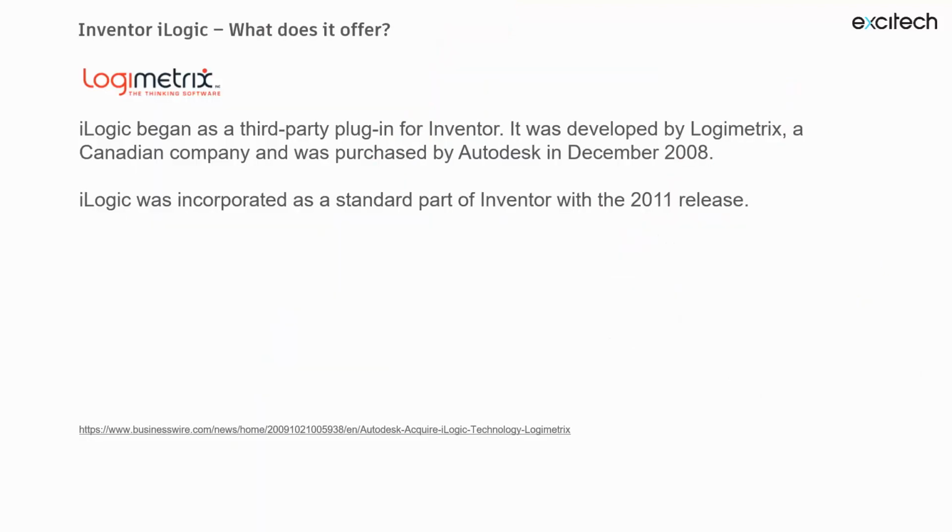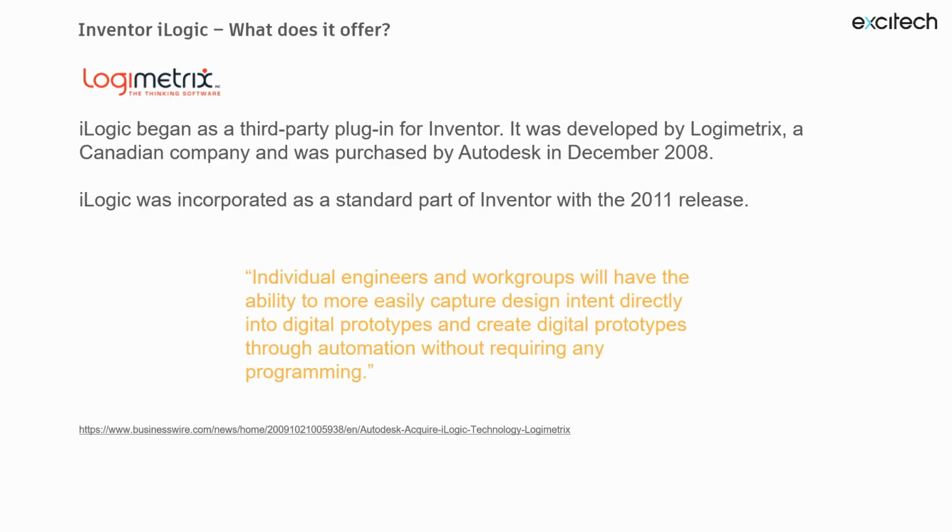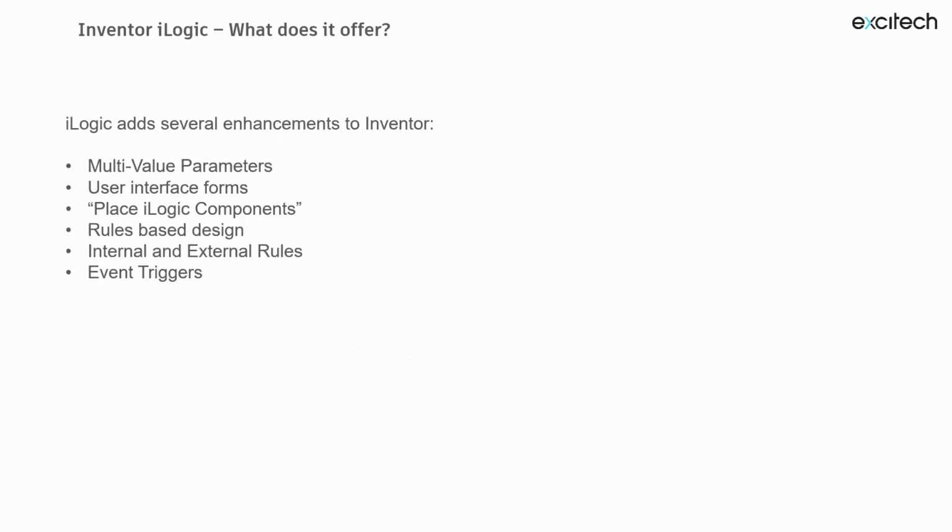Okay. So iLogic itself actually started out as a third-party plugin for Inventor. It was developed by a company called Logimetrics from Canada, and Autodesk purchased them in December of 2008. And since the 2011 release of Inventor, it's been a standard part of Inventor and the product design manufacturing collections. At the time of the acquisition, Logimetrics had this little bit of blurb, and they said individual engineers and work groups will have the ability to more easily capture design intent directly into digital prototypes and to create digital prototypes through automation without requiring any programming.